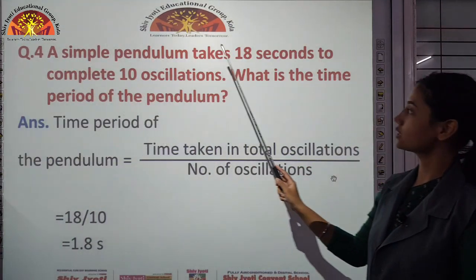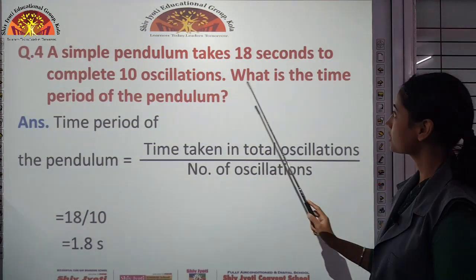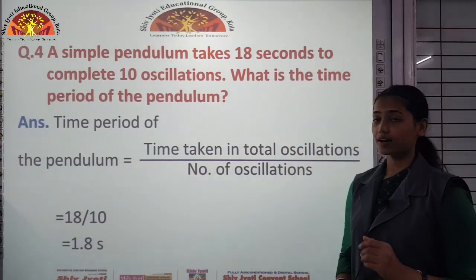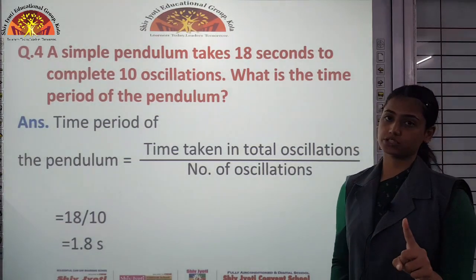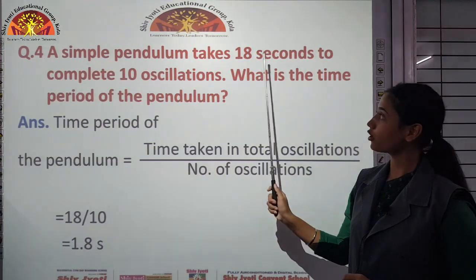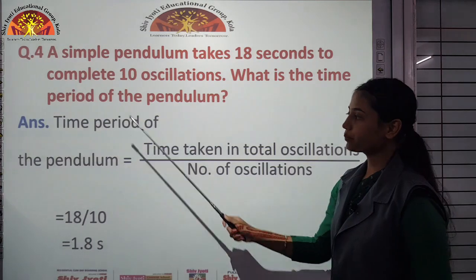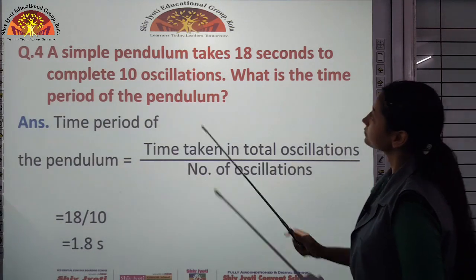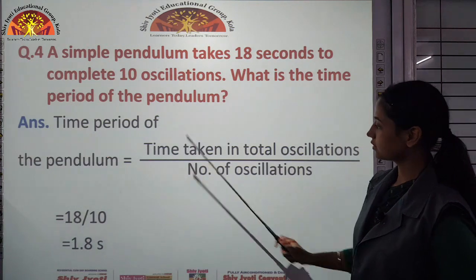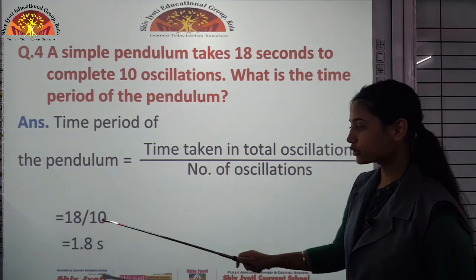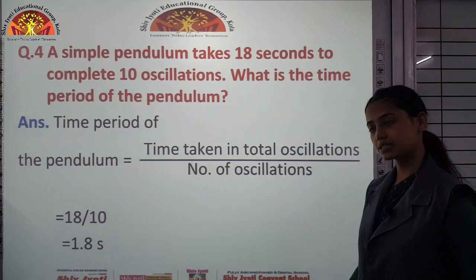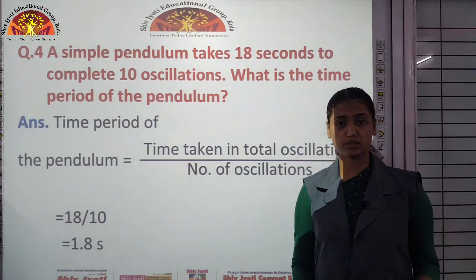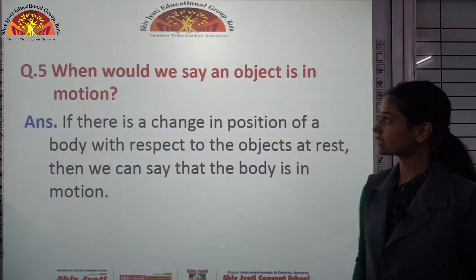Question 4, a simple pendulum takes 18 seconds to complete 10 oscillations. What is the time period of the pendulum? Whenever the time period is asked in the question, they are asking us the time taken to complete one oscillation. But in the question, 10 oscillations are given, time for 10 oscillations. So we will use the simple formula: time period of the pendulum is equal to total time taken divided by the number of oscillations. Time given is 18 seconds and the number of oscillations is 10. So what will be our values? 18 divided by 10, and you can do the simple mathematics, 1.8 seconds. So the time period of the pendulum is 1.8 seconds, meaning it will take 1.8 seconds to complete one oscillation.